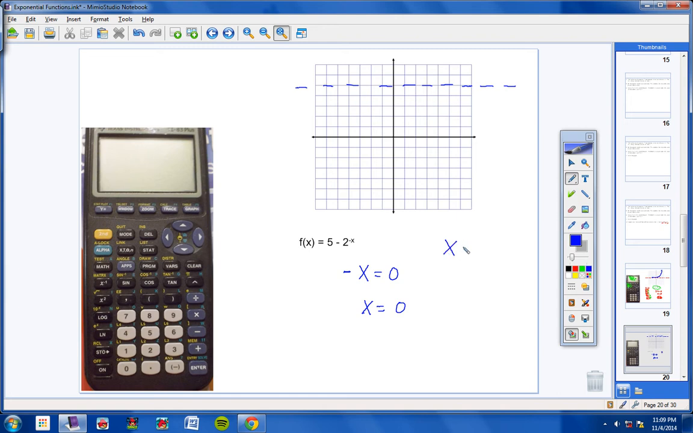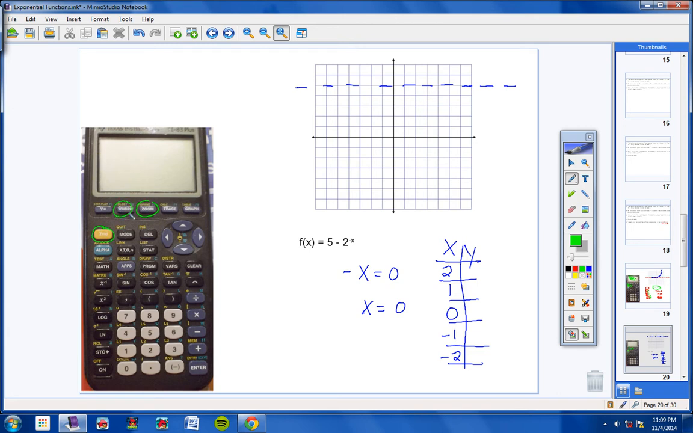Okay, so here's your table of values. And 0 goes right in the middle. And now I would go up 1, 2, and then go down 2, -1, and -2. Okay? Now here we go again. Your window should already be set, but in case you want to do it again, you would hit zoom and then option number 6. Okay? Also, your table set should already be set. Okay, but if you want to check it, you would hit second and then window for your table set.